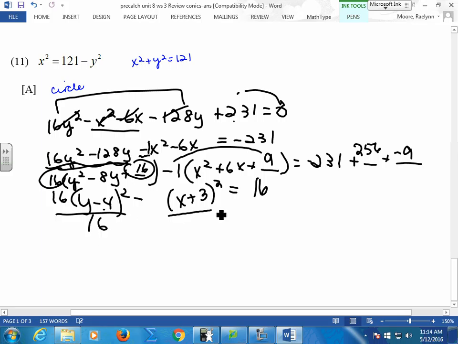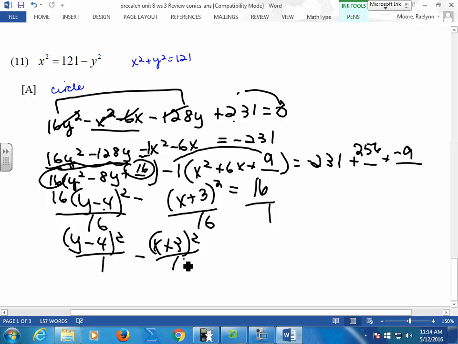We're going to divide everything by 16. We know it has to be equal to 1. So (y minus 4) squared, and I keep it over 1, minus (x plus 3) squared over 16 equals 1. And so which one is the A, the y or the x? The y. In a subtract, it always matters who comes first. In an ellipse, it matters who's bigger, but in a subtract, because 3 minus 5 is different than 5 minus 3. So remember that subtract has a problem with commutative properties.